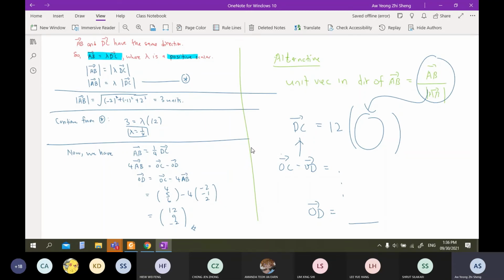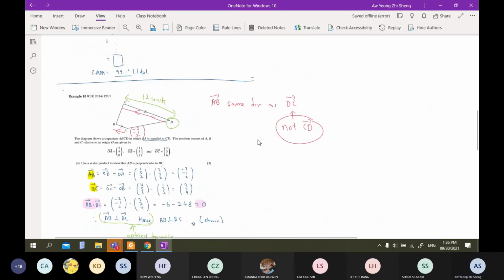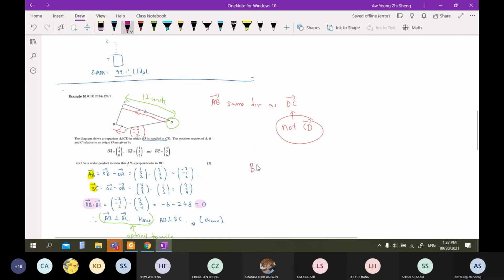Daniel asks in chat, can use BA parallel to CD? It's more useful to use same direction. Same direction is more specific than parallel. So I guess what you're trying to ask there is BA same direction as CD. Yeah, can, because both are pointing towards the right.